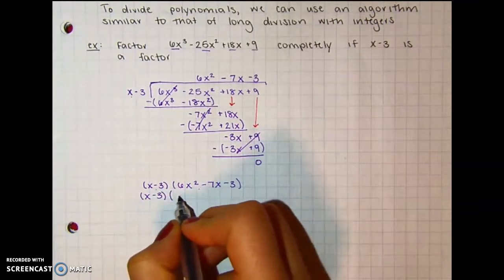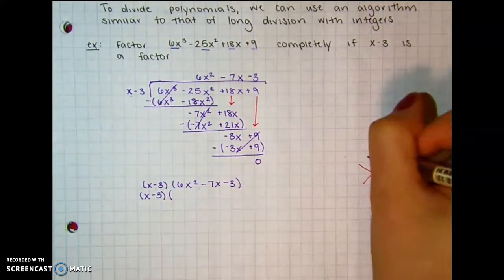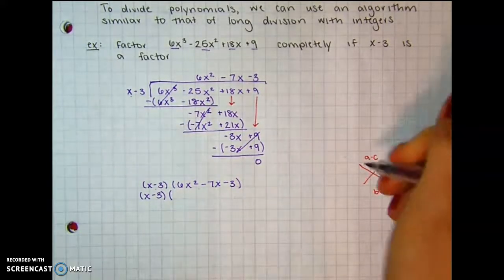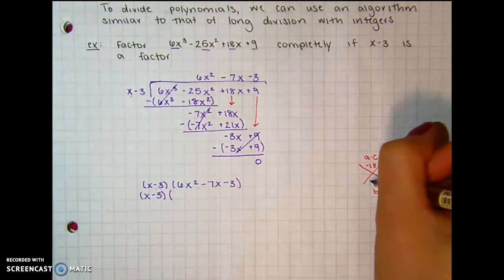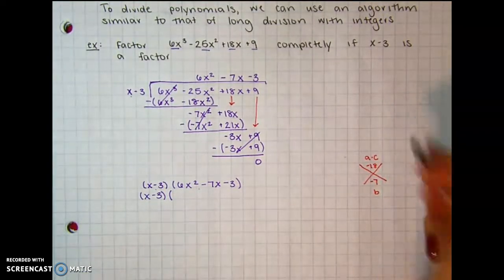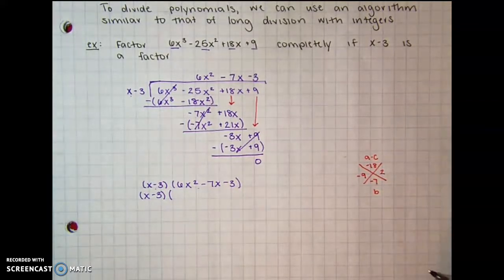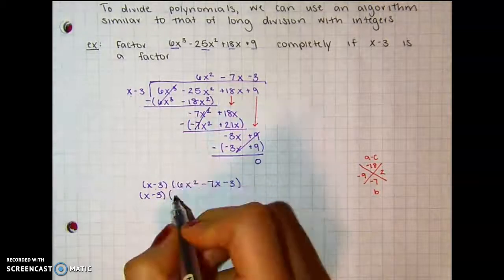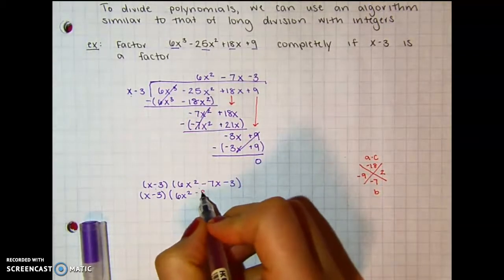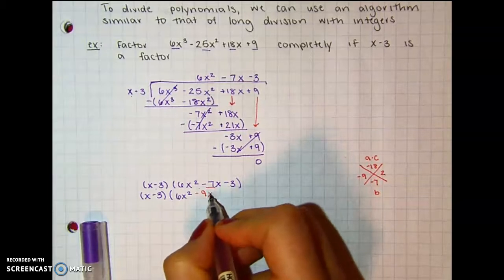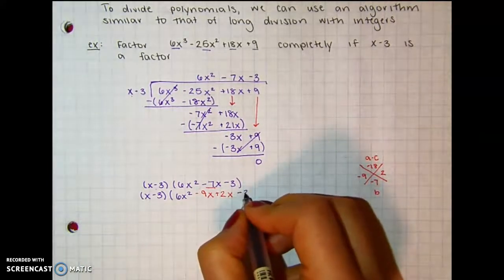I'm going to factor it using the grouping technique. So if I'm going to do some scrap work over here, what multiplies to a times c and adds to b? So 6 times negative 3, and our b value is negative 7. So negative 9 and positive 2? Yep. Okay, so bring down my 6x squared. Then I replace my minus 7x with negative 9x and a positive 2x. Bring down that minus 3.